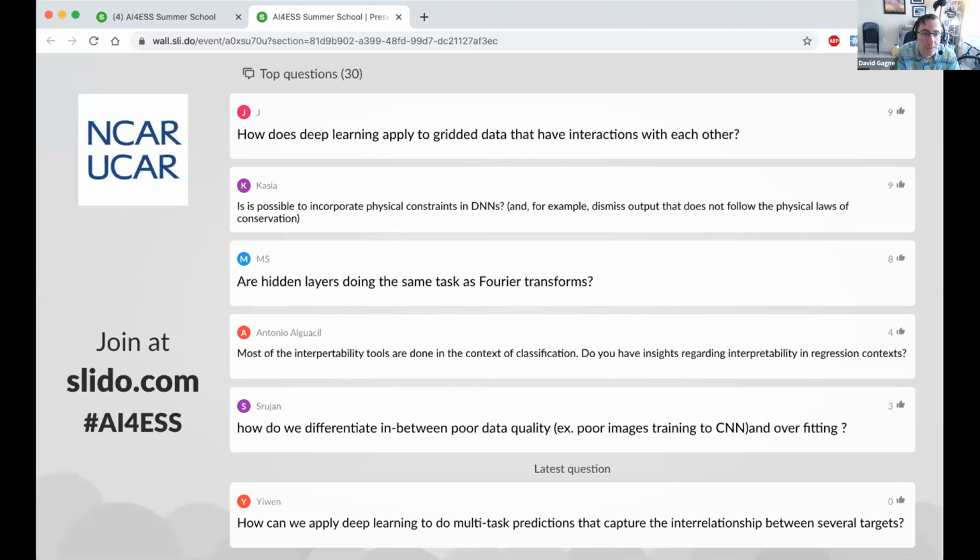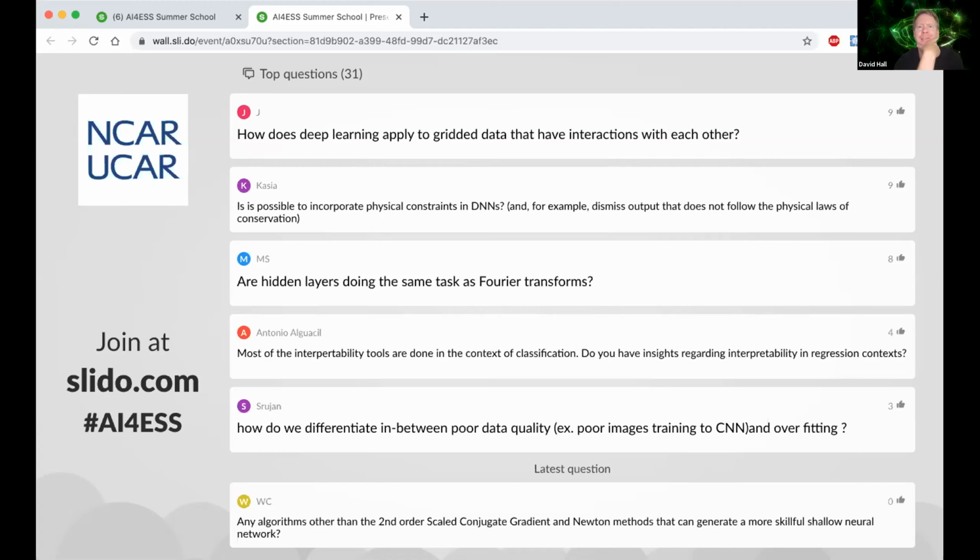Right, let's see. Our next question is, how does deep learning apply to gridded data that have interactions with each other? Go ahead, Karthik. I'm trying to understand what exactly you mean by interactions. Do you mean correlations in space and time, or do you mean different variables that are all associated through the physics of the system? I'll maybe try both, and we'll see if there's a more refined question that comes up.